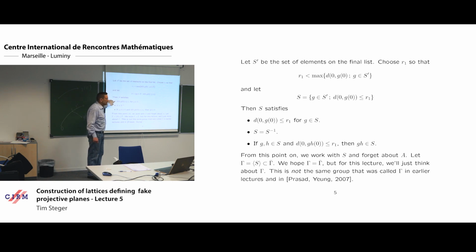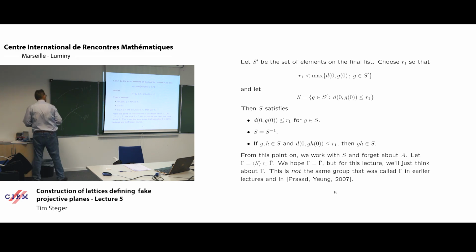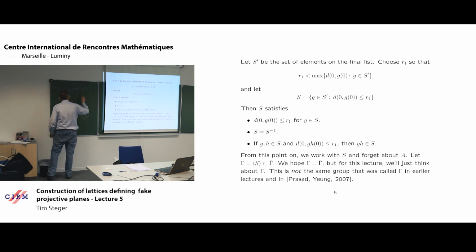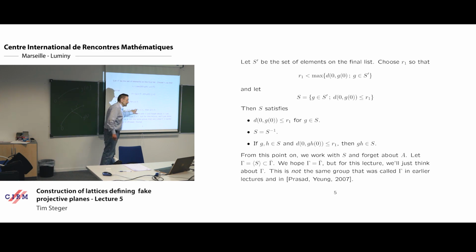Naturally, the elements are going to be small, distance less than R1. It's going to be closed under inverse. Well, that's because in this diagram here, I can just change the labels. In orange translating, you see that the distance from O to G of O is the same as the distance from O to G inverse of O. And this is the most important thing. If two elements are in S, and if this distance is less than or equal to Rn, that's also going to be in S. So why is this?